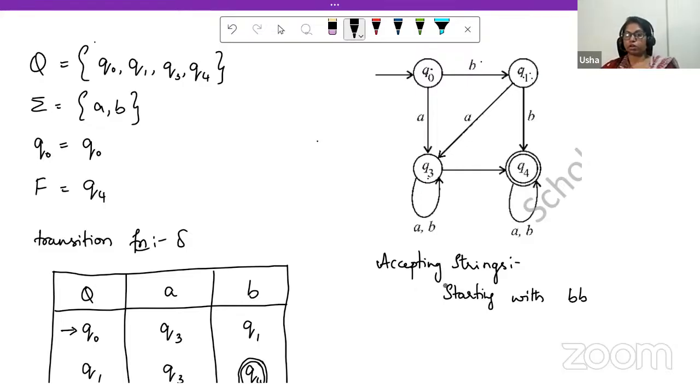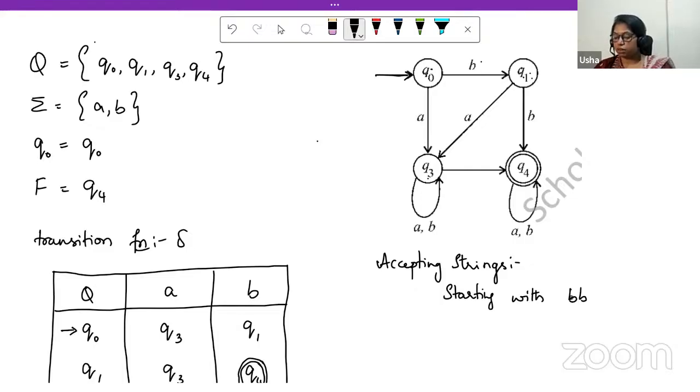Understood how to identify what type of strings are accepted? To know what type of strings are accepted, start from the initial state and reach the final state, and see what all are there along that path. Q0 to Q1, Q1 to Q4. So B and then B. Once you reach the final state, any number of letters, it remains there only. So all the strings that start with BB are accepted by this automata.